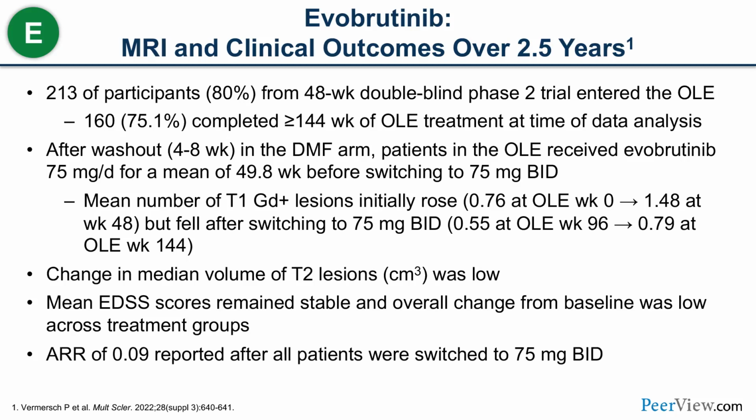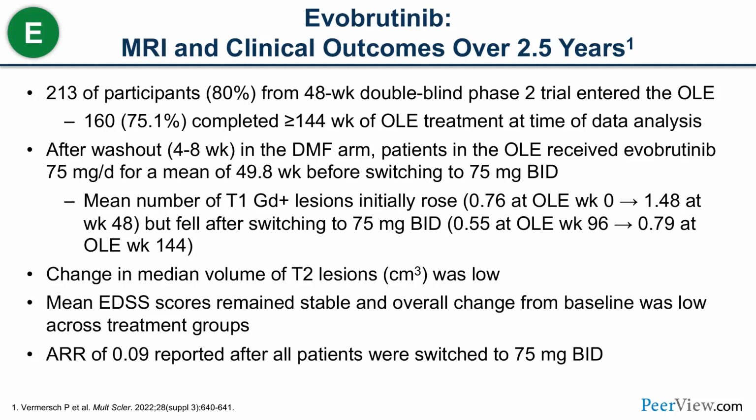So over time, when you look at how people did, and again, keep in mind, based on the study design, initially there were 5 different arms, then people transitioned at 24 weeks into different doses of Evobrutinib, and then everybody transitioned to 75 milligrams once a day, and then everybody transitioned to 75 milligrams twice a day. So when you look at the mean number of T1 GAD lesions, initially there was a bit of a rise, but this fell after everybody switched to 75 milligrams twice a day because it's clear that this is the dose that is being used in the phase 3 clinical trials and likely the most effective dose of the doses that were evaluated. When we looked at the median volume of T2 lesions, the change was low over 2.5 years, which was reassuring.